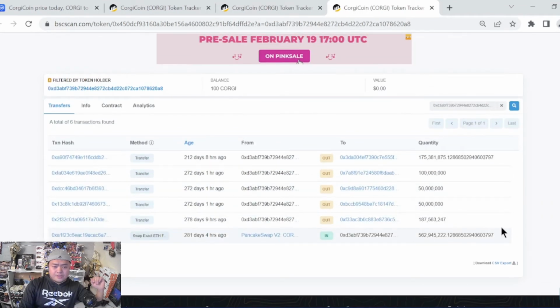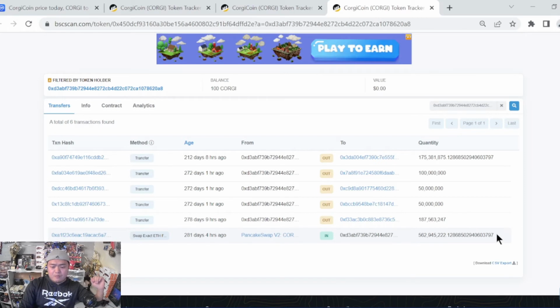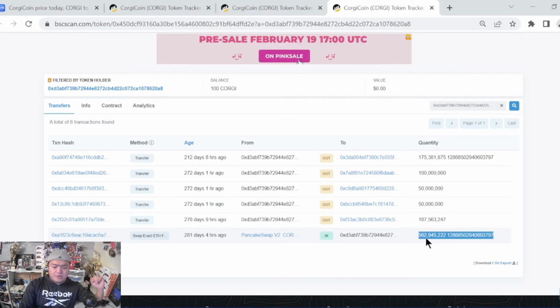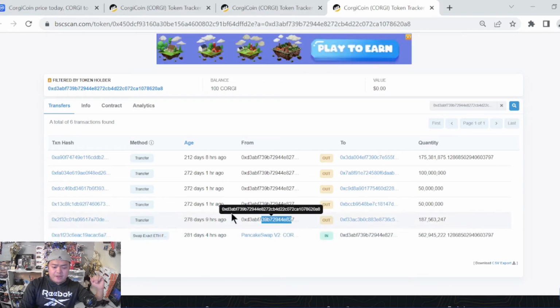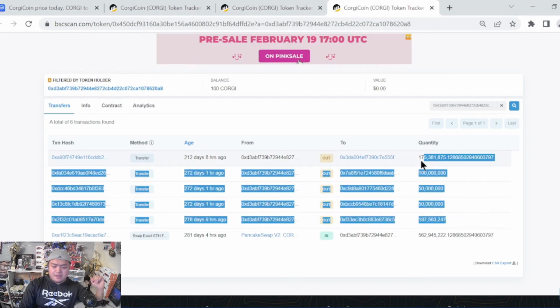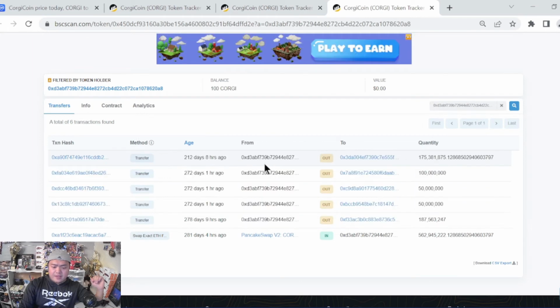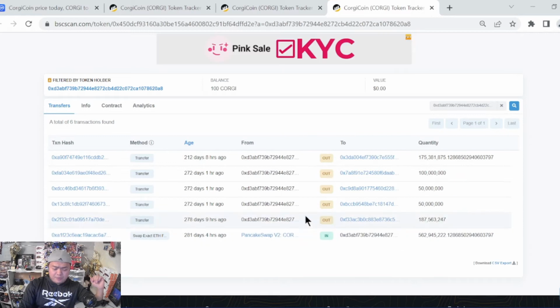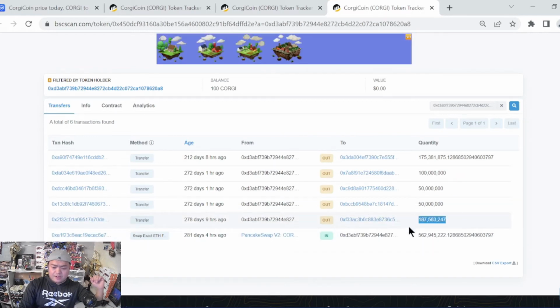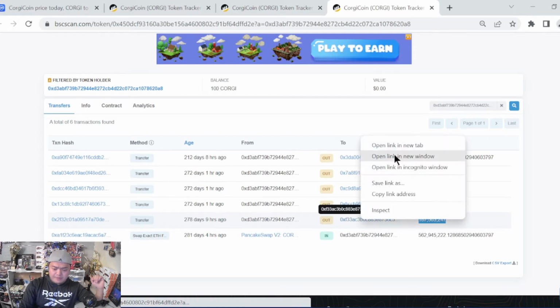Okay. So this address right here, right when we see that the 562 million tokens got deposited, a few days right after that, here you can see the age, that's the days, you can see it getting transferred out. And it looks like it's getting distributed into other addresses. So let's take a look at this one here, the 187 million.